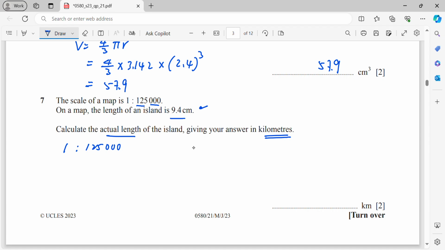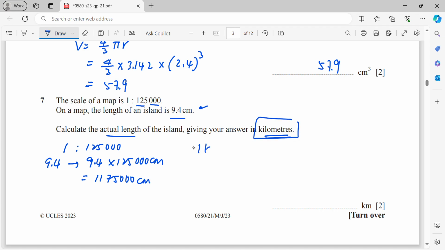125,000. That means 1 centimeter on the map is representing 125,000 centimeters in actual. So 9.4 centimeters on the map is going to be 9.4 times 125,000 centimeters. This is going to be the actual length. So I get 1,175,000 centimeters. And now we need to change to kilometers.